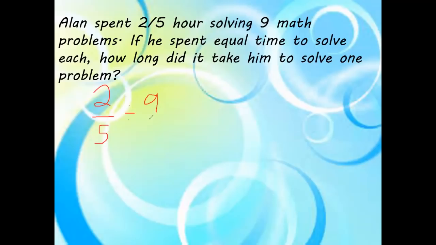Okay. So again, we all know that if it is a whole number, it has a denominator of 1. So apply the steps. Keep 2/5. Change the division into multiplication. And then 9 over 1, flip it. So it will become 1 over 9. Then let's multiply it. So 2 times 1 is 2. Then 5 times 9 is 45. So 2/45 is already in lowest terms. Remember, always check if your answer is in lowest terms. So Alan spent 2/45 of an hour in solving one math problem.